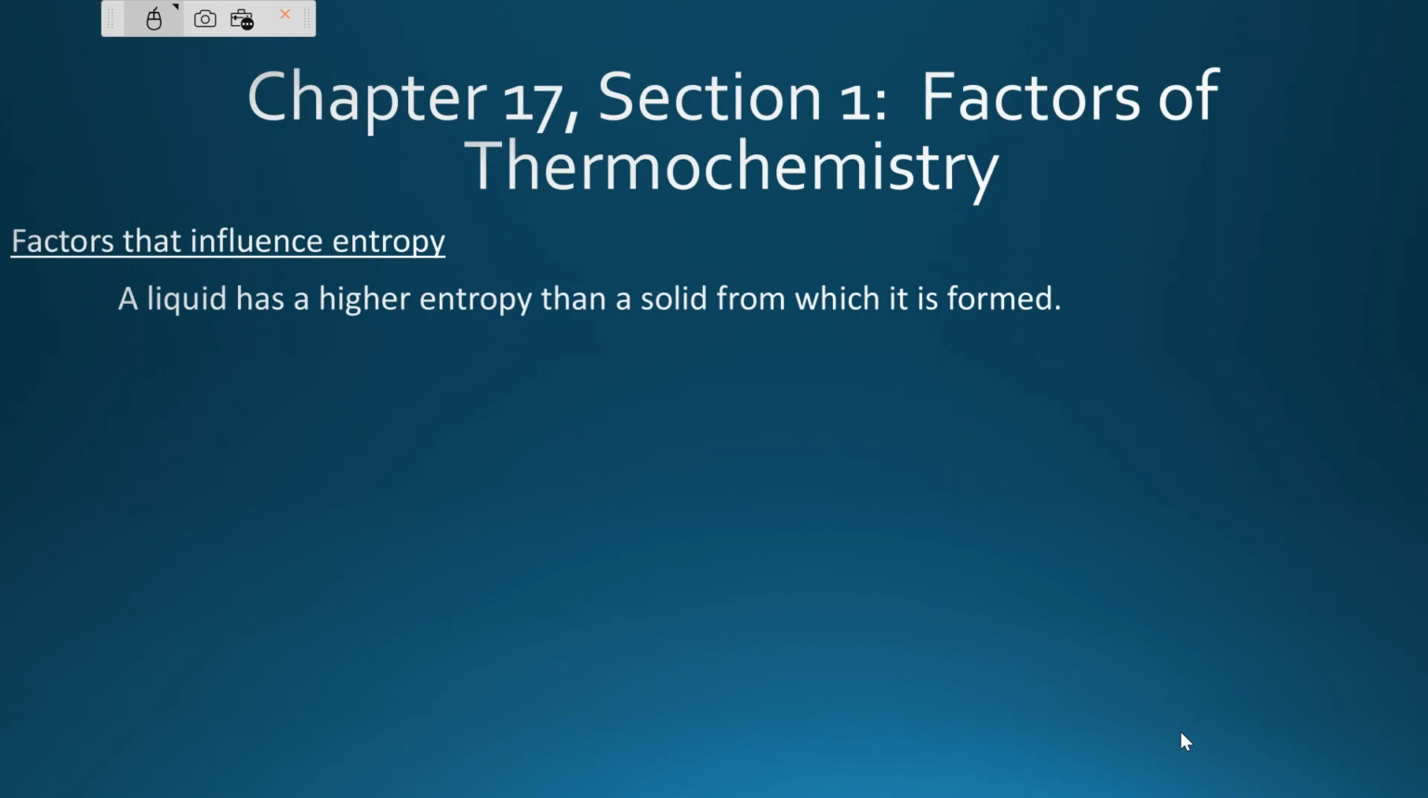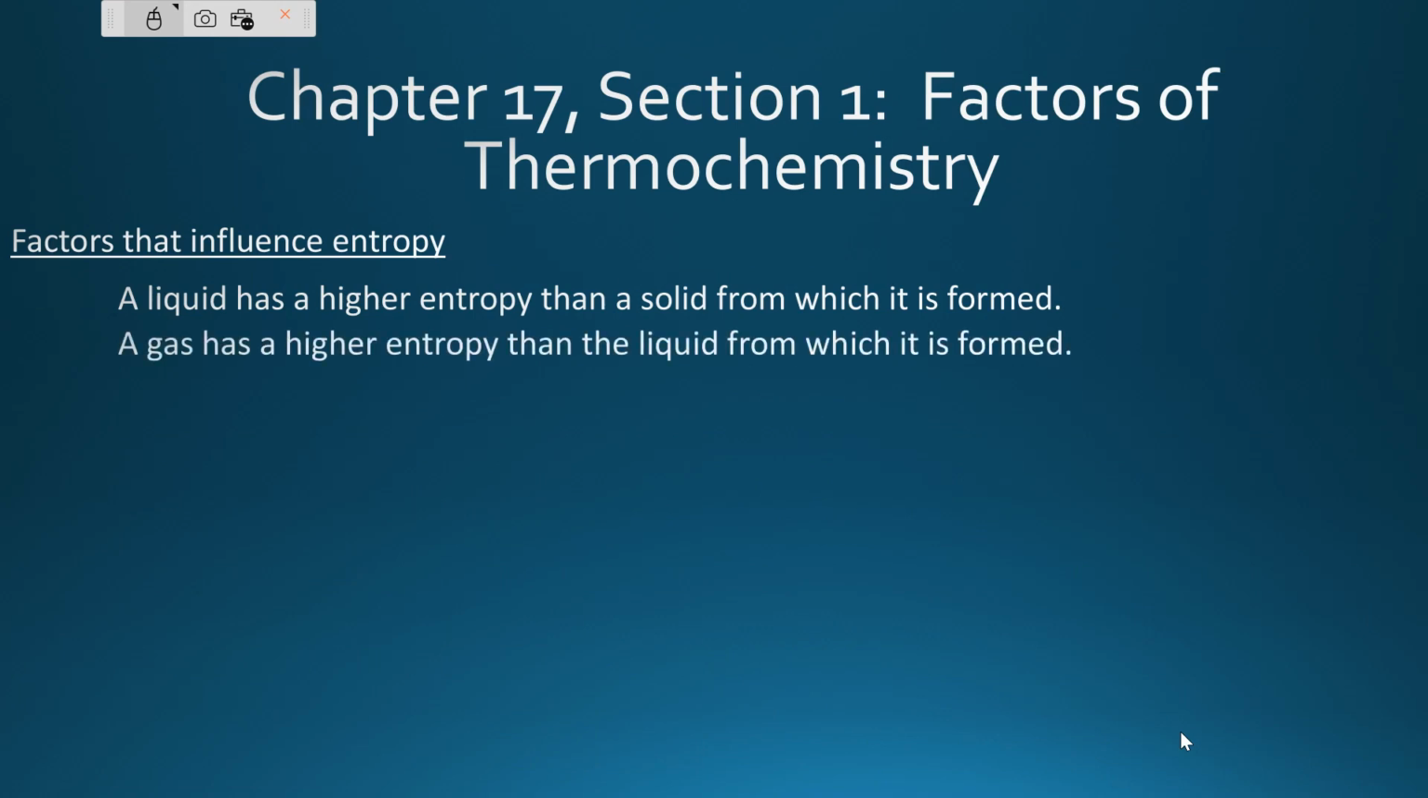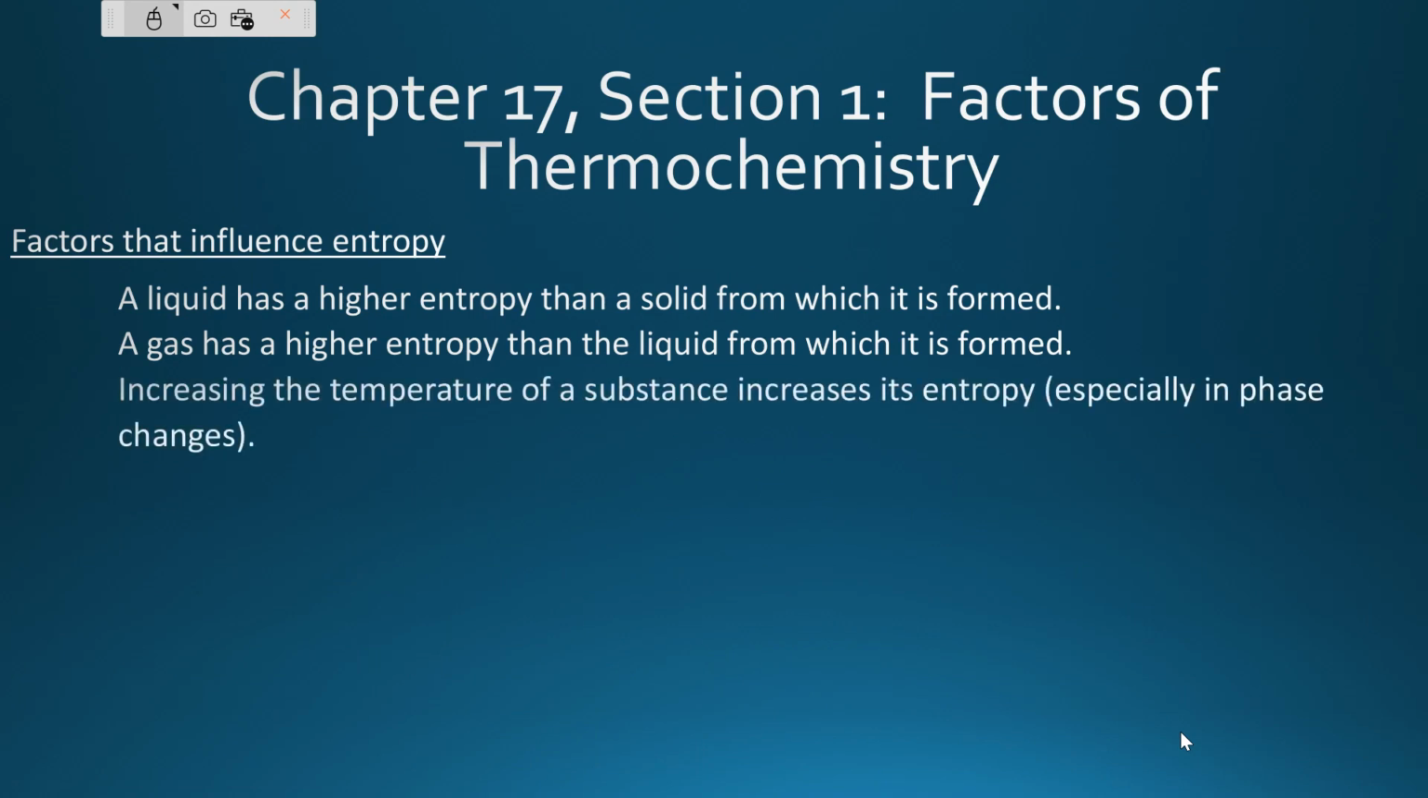Okay, so these are the factors that would influence that. A liquid would have higher entropy, and then a gas would be even higher than that, and that's because of the movement of those particles, right? Also, what affects the particles is the temperature they are at. Adding in temperature, especially in phase changes, would increase the collisions, which increases that randomness, okay?